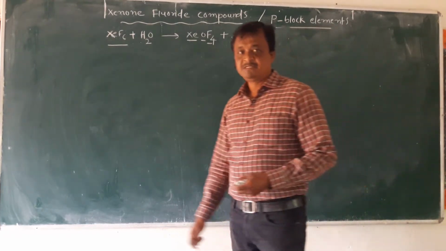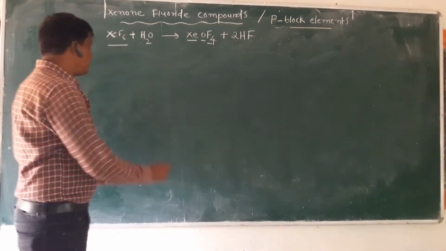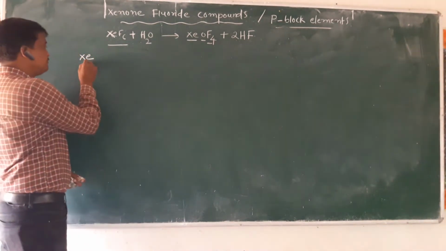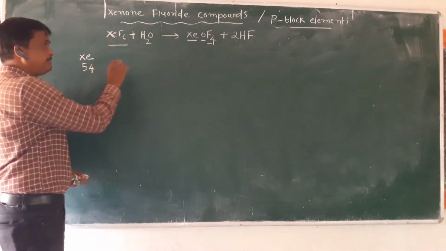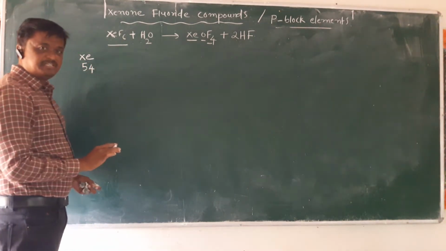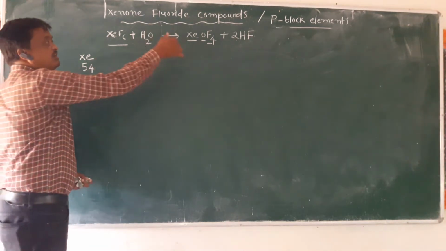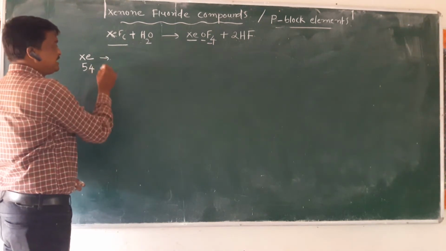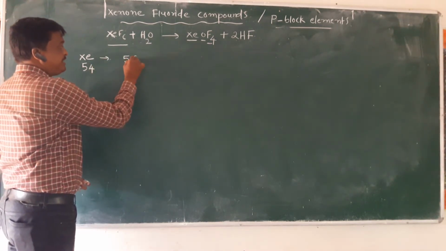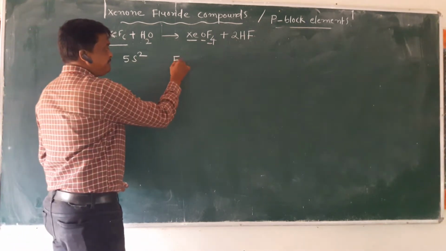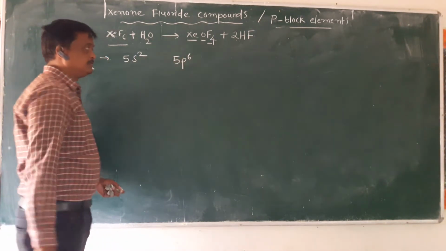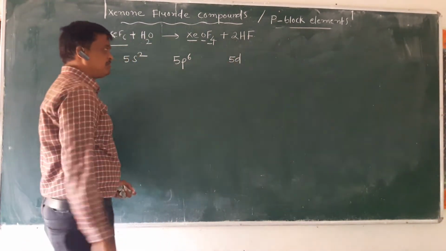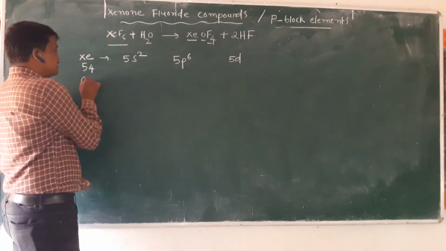Let us see. First, you know that, my dear friends, xenon is a zero group element, and the atomic number is 54. Let me write the general electronic configuration of xenon in xenon oxytetrafluoride in the ground state. So here we shall write 5s2 and 5p6. And xenon has availability of d orbitals. So let me write here ground state.